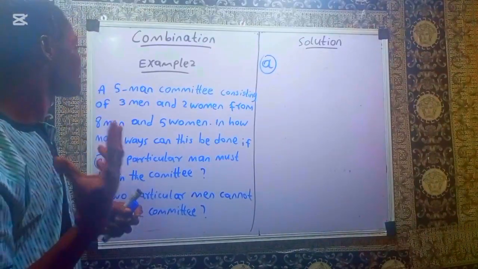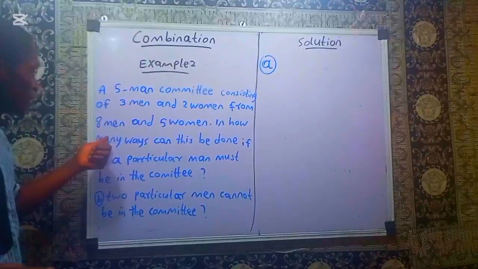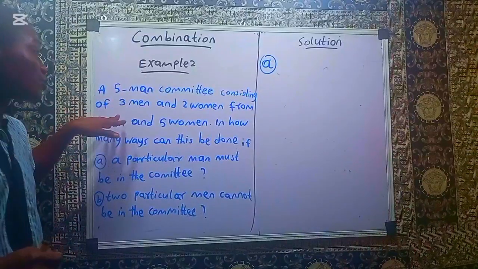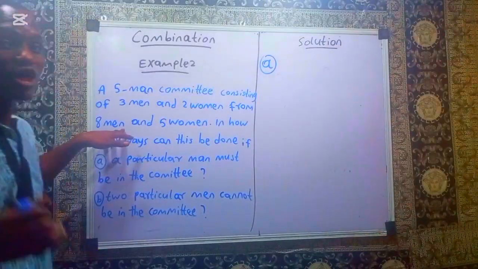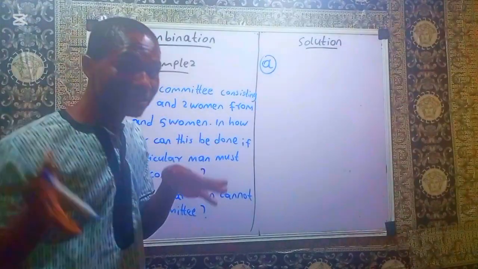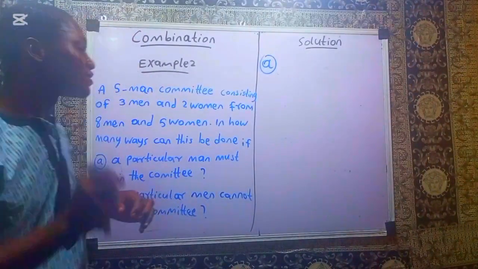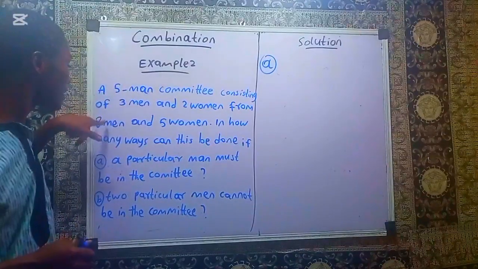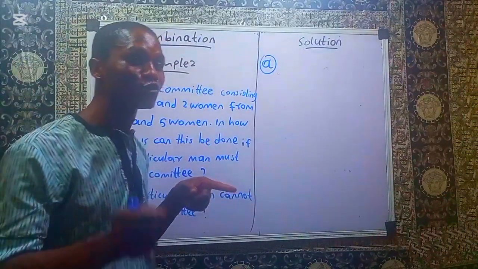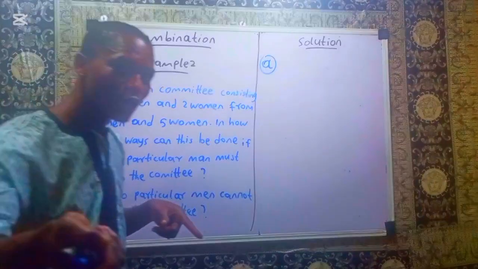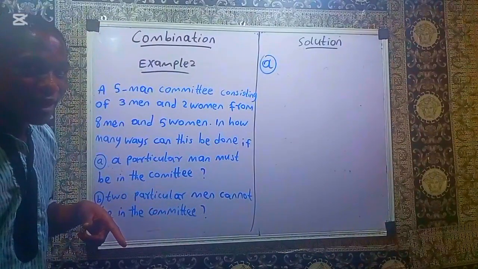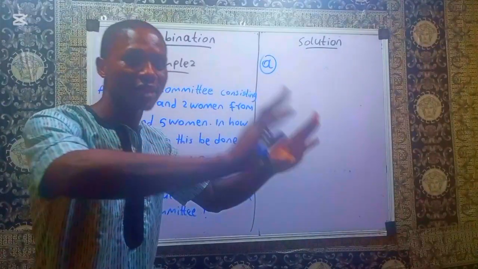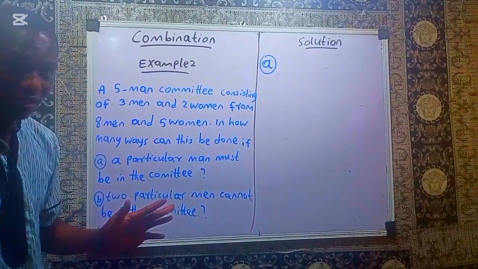So if you select that person and keep, you'll be having 2 men to select. You are to select those 2 men out of how many men? Normally you're supposed to select out of 8 men. But because you have already excluded that 1 particular man, the number of men you are selecting from is no more 8, but now 7, because you have removed the 1 particular man that must be in that committee.